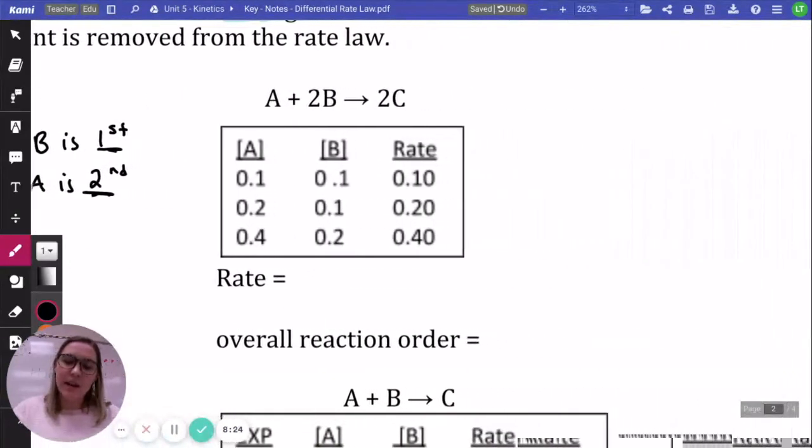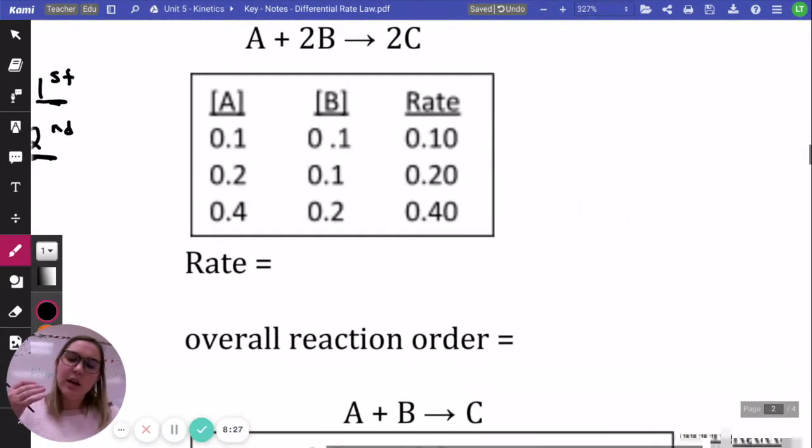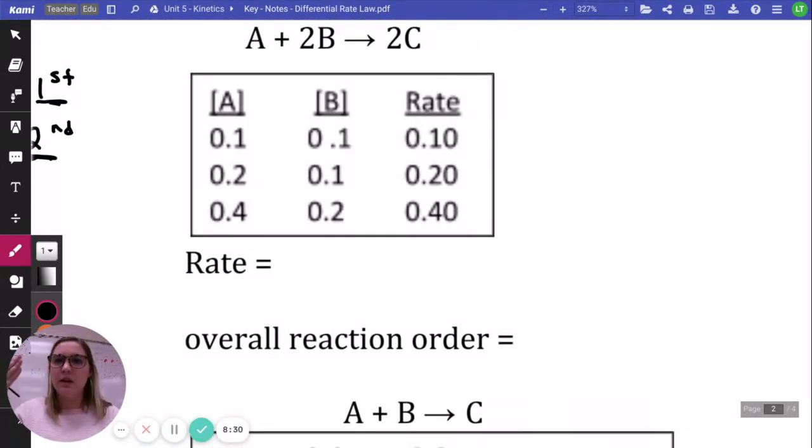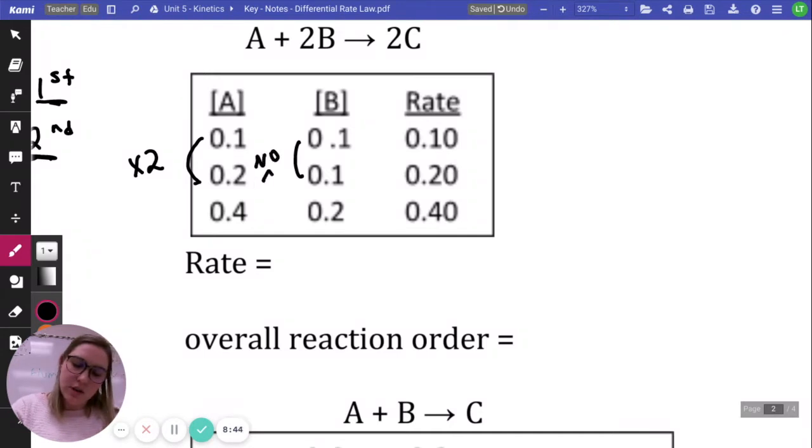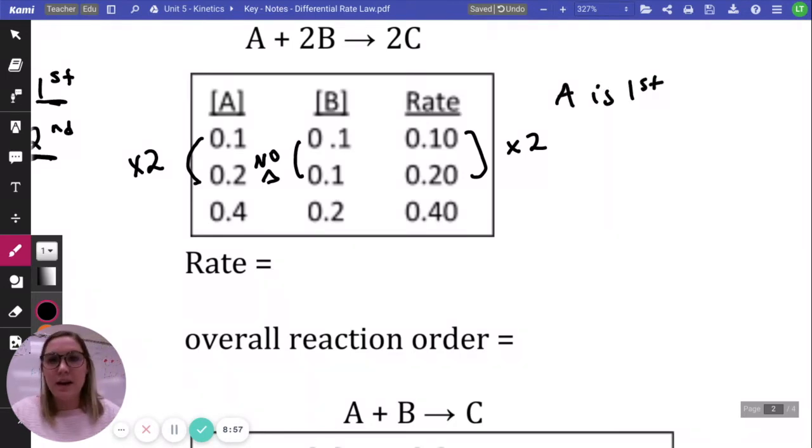All right, let's look at our second one now. Once again, we still need to look at how our data values are changing from trial to trial. From trial 1 to trial 2, my concentration of A doubles, there's no change to my concentration of B, and my rate doubled. So I can see that A is first order here, because as my concentration doubled, so did my rate.